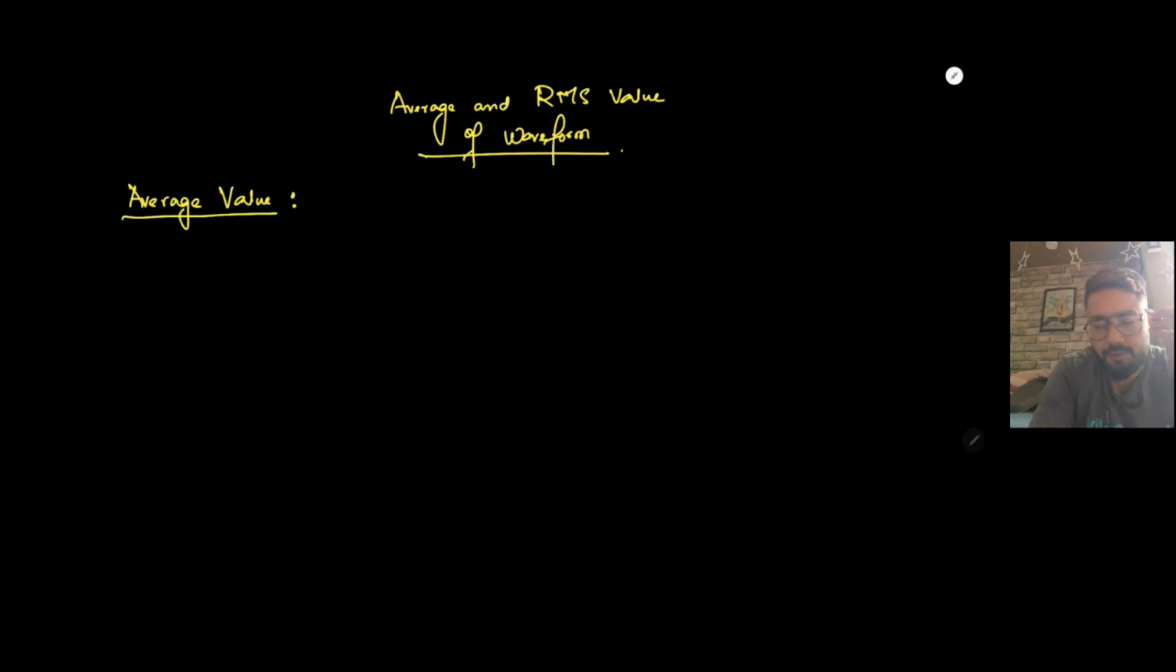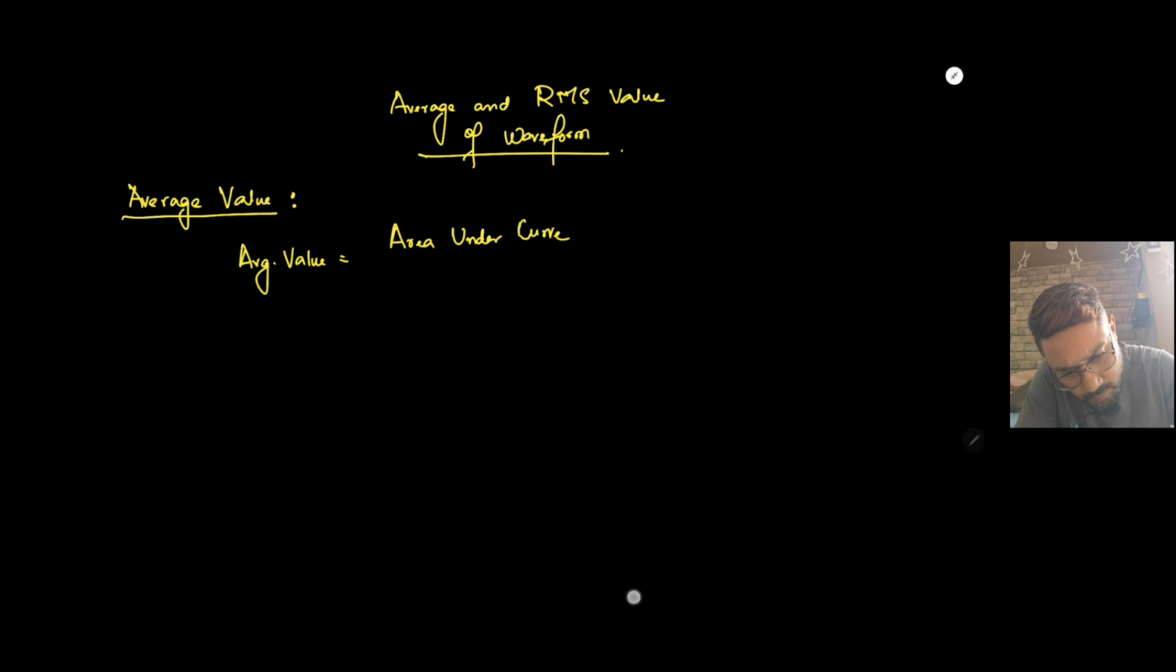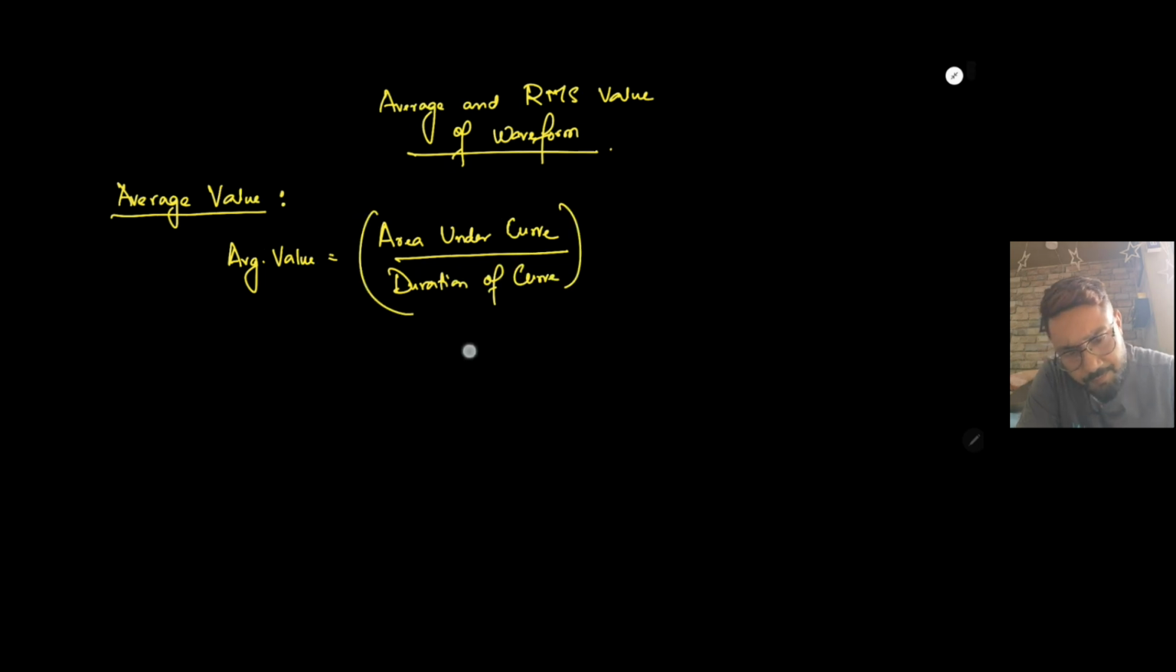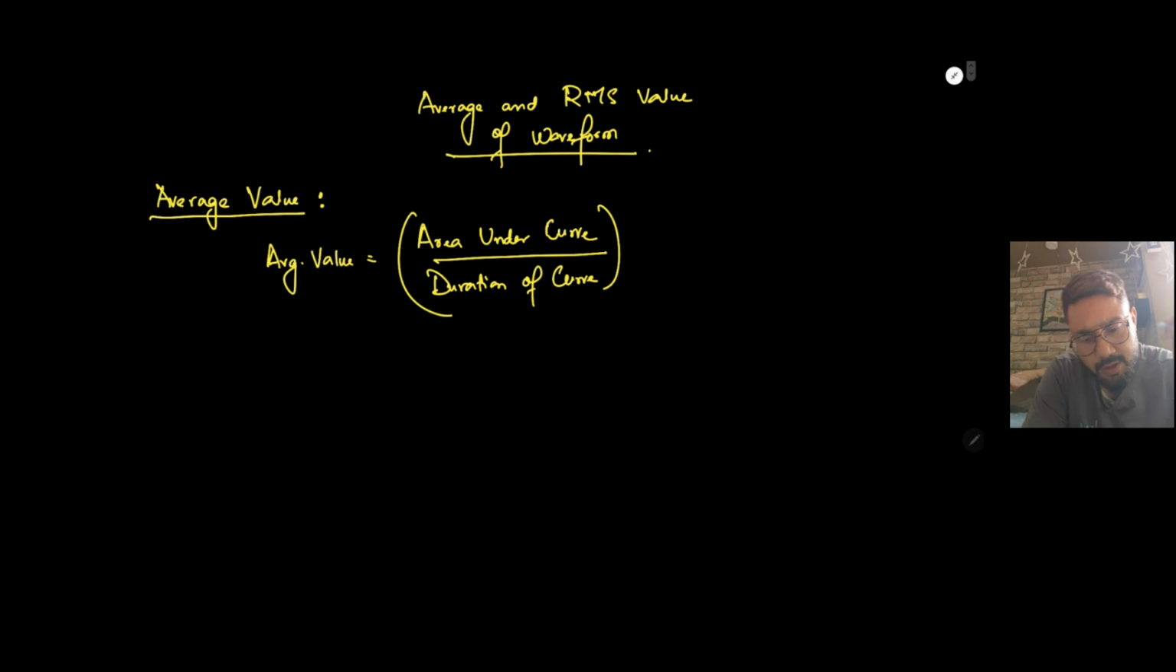So by definition, what is average value? Average value is equal to area under the curve by duration of the curve. So this is the definition of average value.